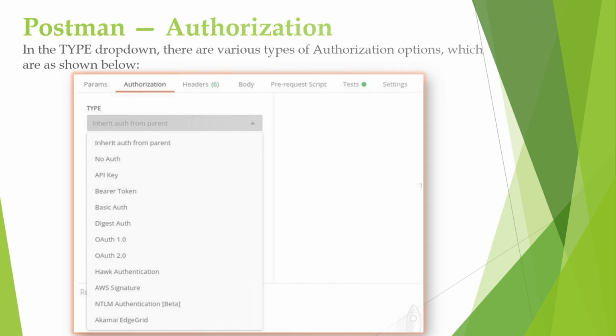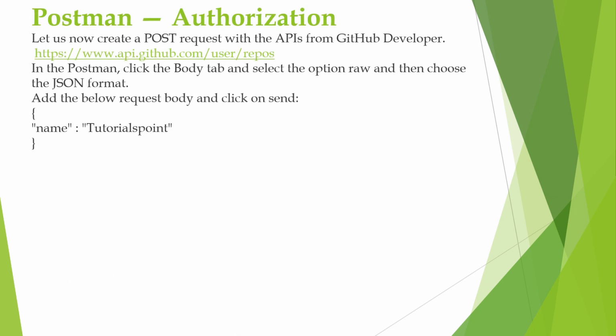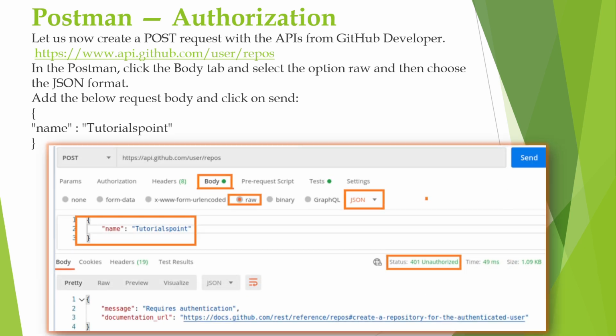Let us now create a post request with the API from GitHub developer having an endpoint www.api.github.com/user/repos. In the Postman tool, click on the body and then select the option raw and then choose the JSON format. You can see here I have shown it in this picture. I have highlighted all the options we need to select. And in the body part, you can add the following request.